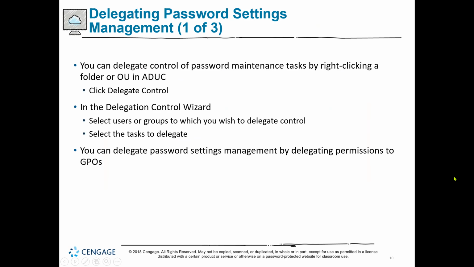Delegating password settings management. You can delegate control of password maintenance tasks by right-clicking. Remember how I said pretty much everything is right-click and you can find a way to get into it. So right-click a folder in the OU or in ADUC and click Delegate Control. In the Delegation of Control wizard, select users or groups to which you wish to delegate control. Select the tasks to delegate. You can delegate password settings management by delegating permissions to GPOs.